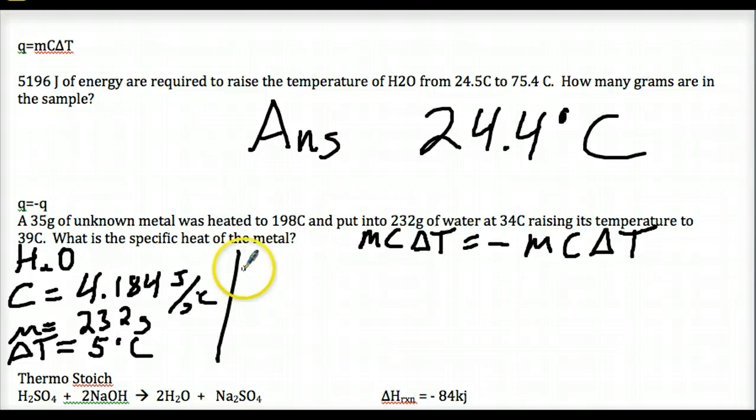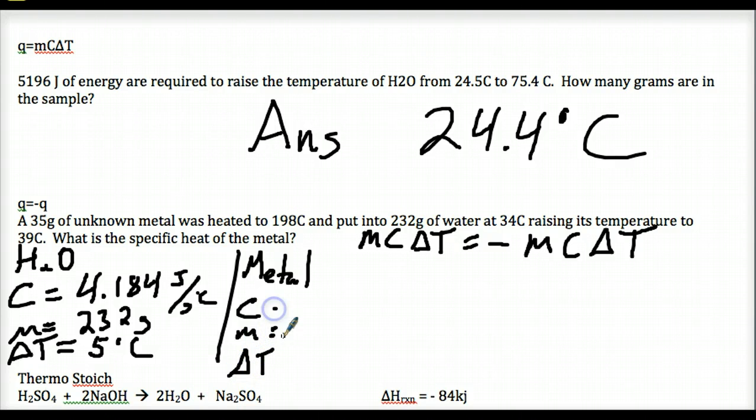Next comes the metal. The C, the M, the delta T. First of all, we're looking for the specific heat. We don't know that. We know the mass of the metal, though. It's 35 grams. We know the delta T. Okay, this one gets a little tricky. It's going to be 39, final minus initial. 39 minus 198, negative 159. All right, negative 159 degrees Celsius.